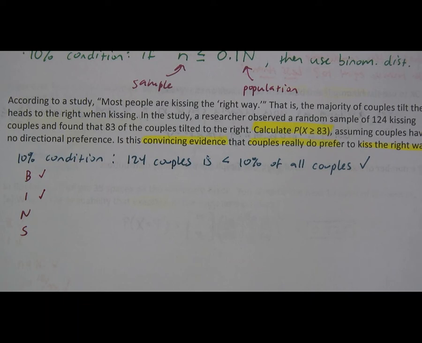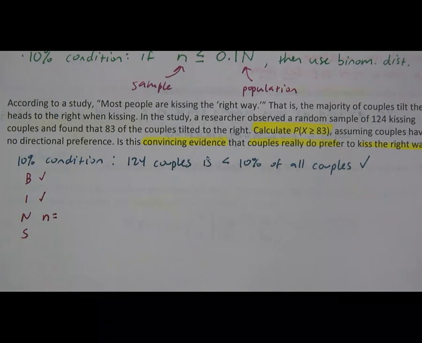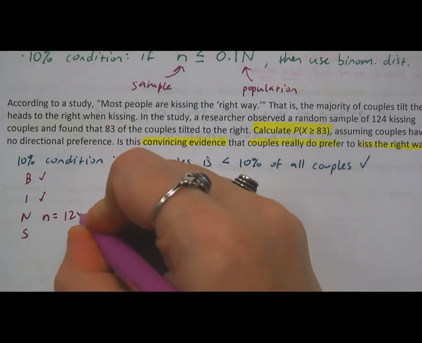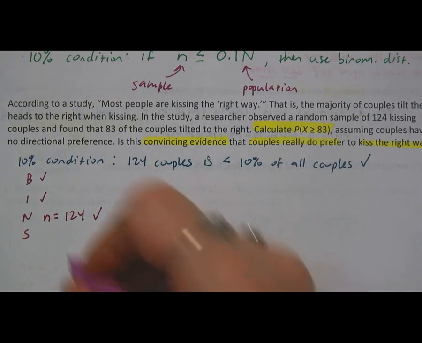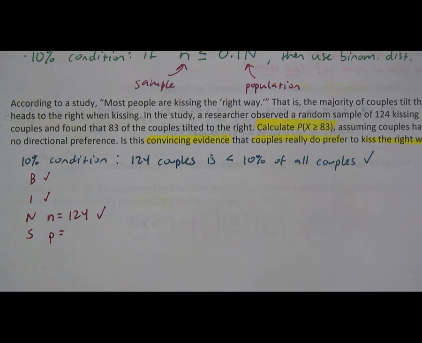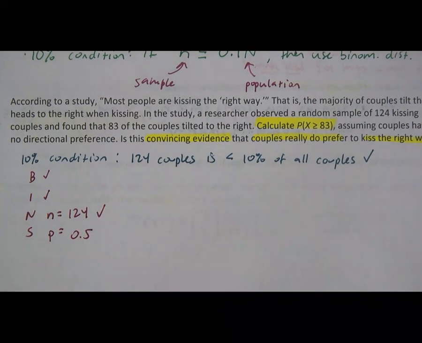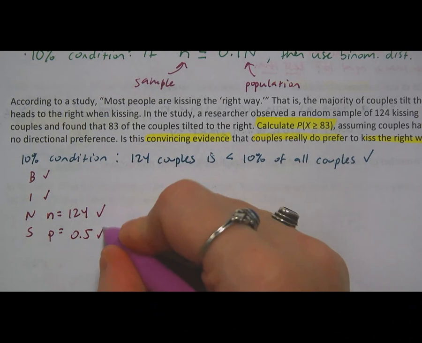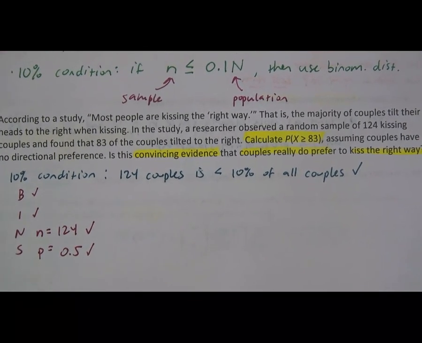Are the number of trials being performed predetermined? How many trials or observations were there? Okay. Is the probability that a person tilts their head to the right the same every single time? Yes, don't overthink it. It's not 83. It's not 0.83. It's 0.5. Yeah, you're either going to tilt to the left or you tilt to the right.